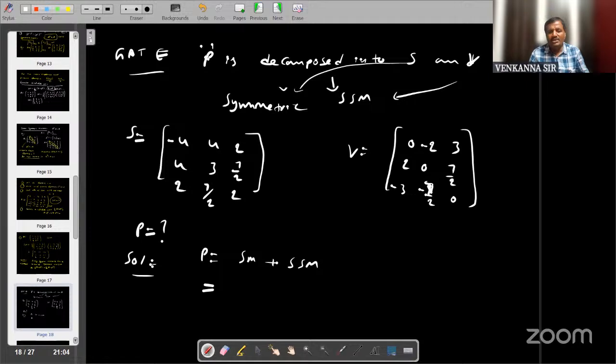Then what is the P asking? How to calculate the P here? Sum of the symmetric and skew symmetric. Add both of them. What is the answer we are going to get? What is the P here? Summation of both the matrices.